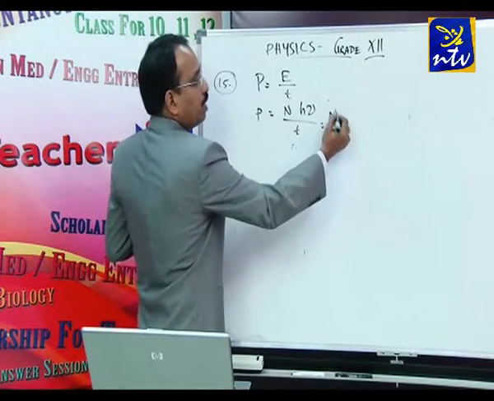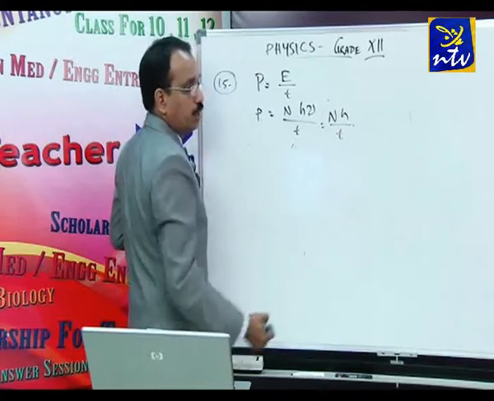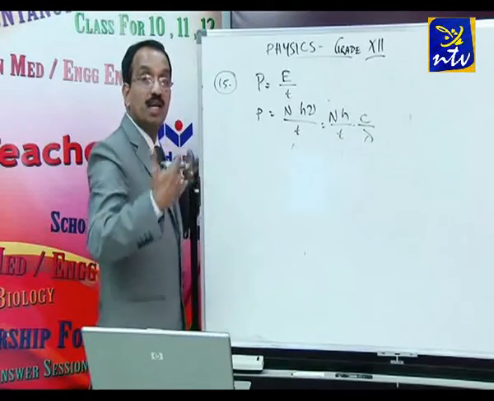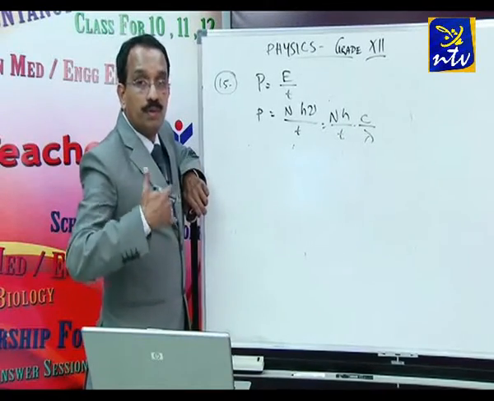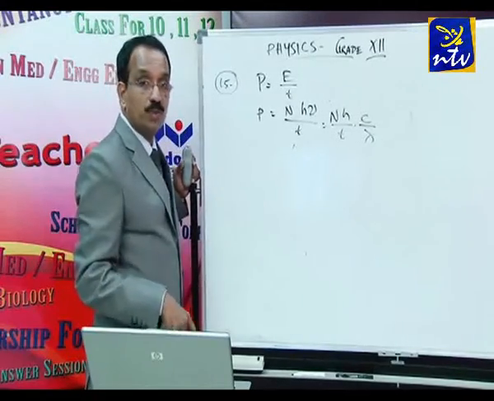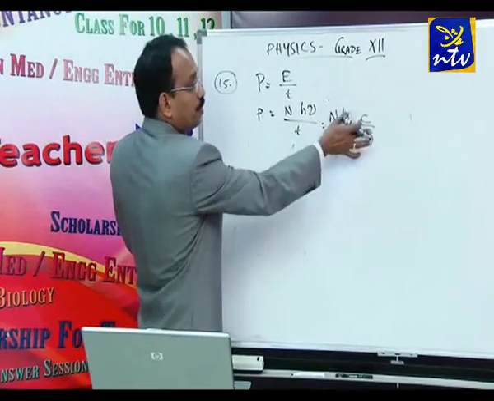But again, you can rewrite nu as what? Nu is c by lambda. Why we are changing like that is because we are going to see the question and see in terms of what it is given. Wavelength is given, not in terms of frequency. If it was given frequency, then you would not write this.